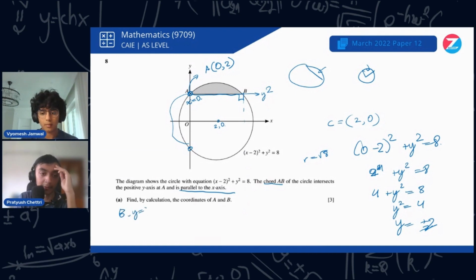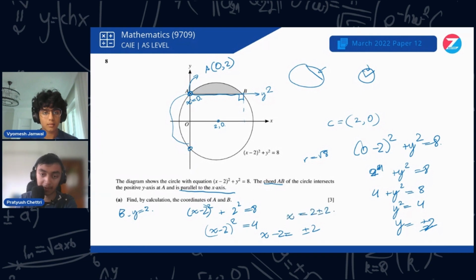If y equals 2, what does x equal? Let's find out by putting in y. (x minus 2) squared plus y equals... with y as 2, 2 squared equals 8. So 4 equals (x minus 2) squared. So x minus 2 equals plus or minus 2, and x equals 2 plus or minus 2.